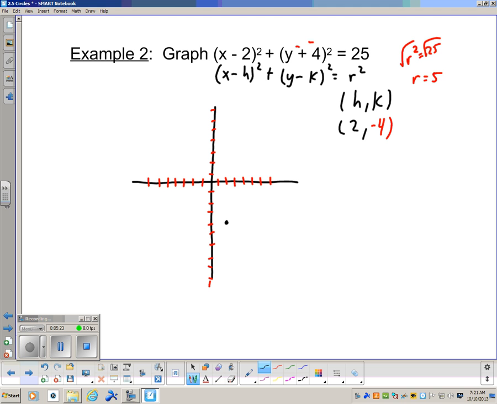So going 5 in each direction, I'm going to go 5 up, 5 down, 5 to the left, and 5 to the right, counting 1, 2, 3, 4, 5 each time. Then when I have that, I can simply connect my points. So there's the graph for that circle: the center is at (2, -4), and the radius is 5.